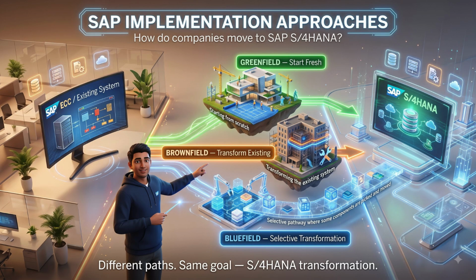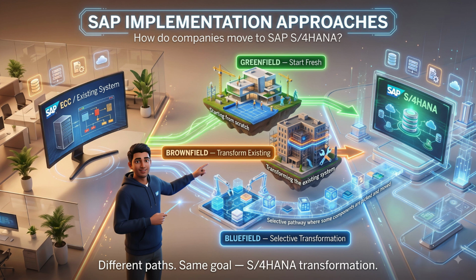Before understanding Greenfield, Brownfield, or Bluefield, let's first understand what SAP implementation actually means. SAP implementation is the process of introducing SAP into a business, configuring it according to business requirements, migrating or creating the required data, integrating it with other systems, and finally making it available for business operations.